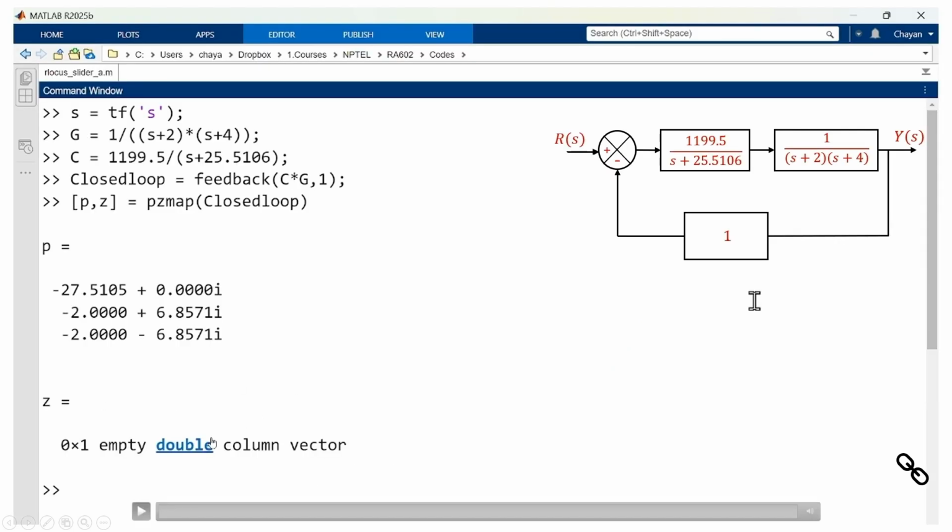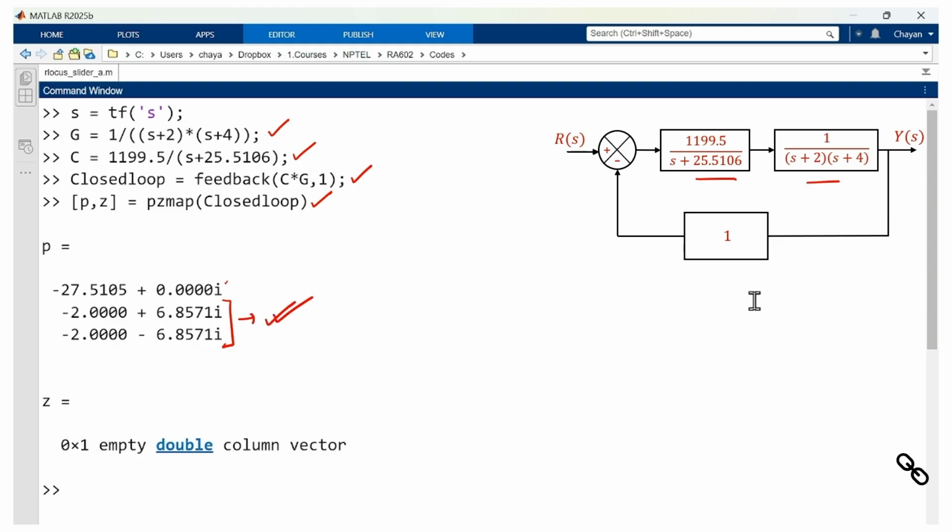So finally, if you go ahead and use this transfer function, so once you have used this transfer function, you can see that G is this, C is this, closed loop transfer function, pole zero map if you see. So you see the location of the poles, these are our desired pole locations. So we have achieved the desired pole location, and this is the third pole.